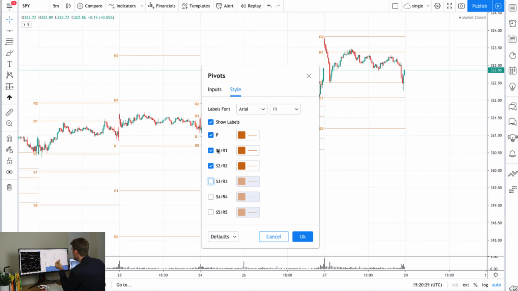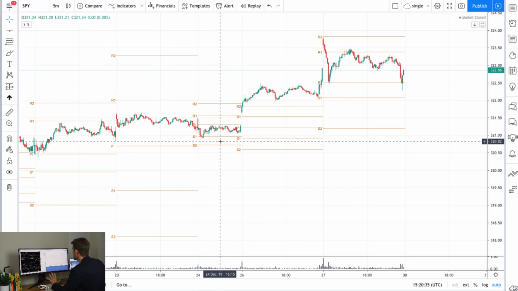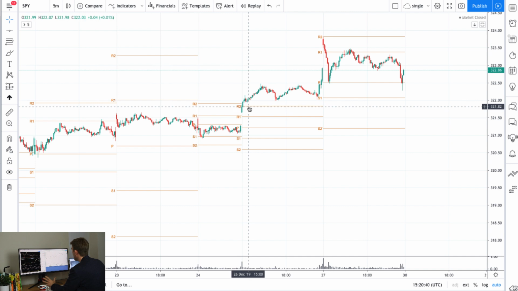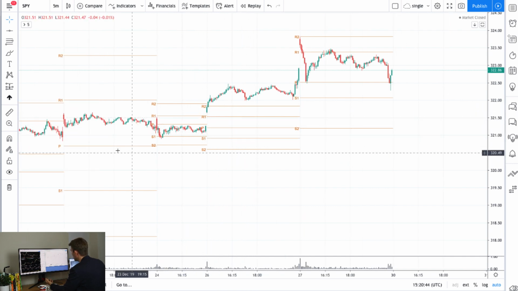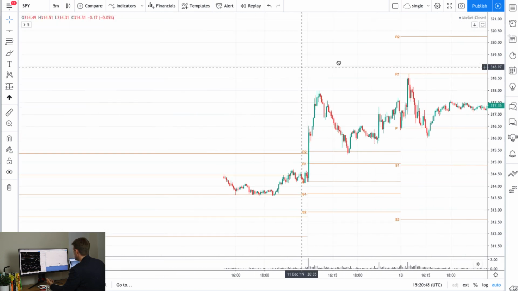So you have your pivot, your support 1, your resistance 1, your support 2, resistance 2. Now, the way they're calculated is based on the prior day's trade. So when you sometimes get a large gap, they become a little bit less meaningful. If we scroll back a little bit, that's the Christmas period, there's a lot of mess going on there.